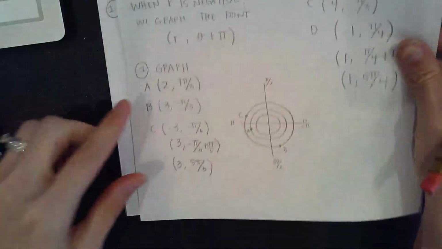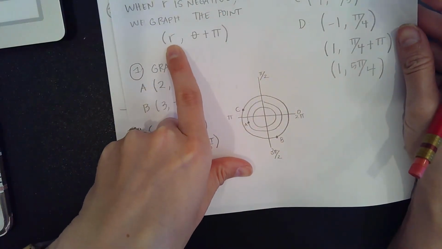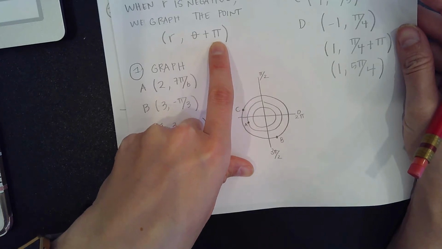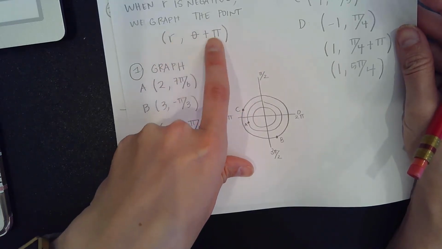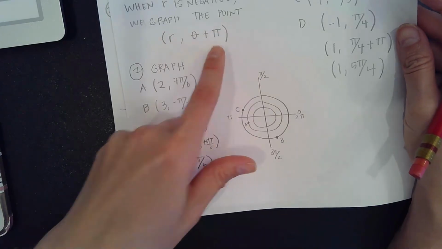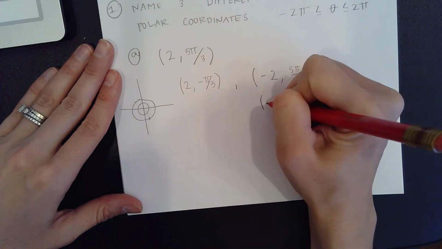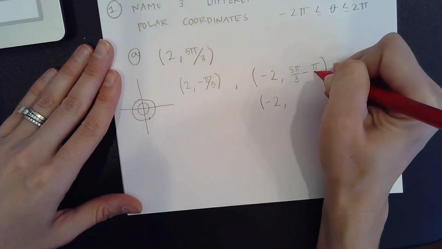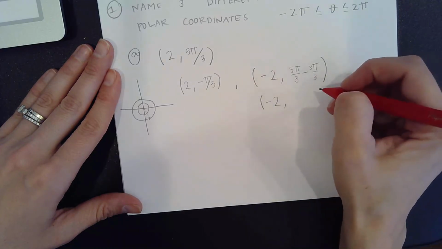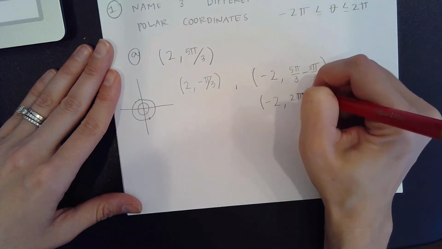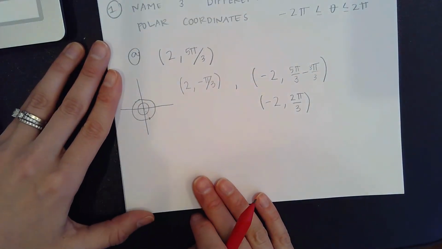So think about this for just a second. When r is negative, we change the r to a positive and then we add pi. So we're going the opposite direction, so we're changing it to a negative, so that means we would need to subtract a pi here. Okay, so this would be a negative 2, and then that would be a 3 and a 3, right? So that would be 2 pi over 3, right?